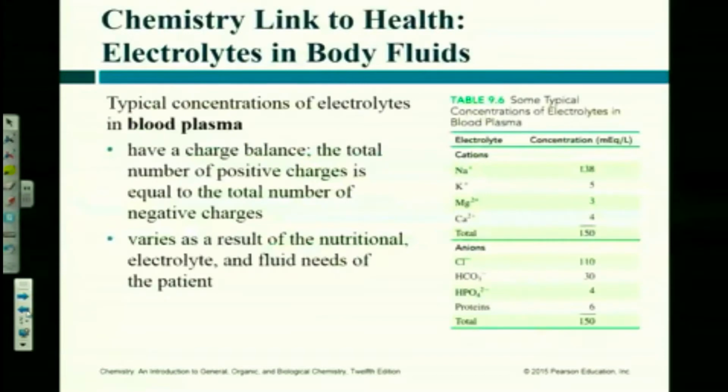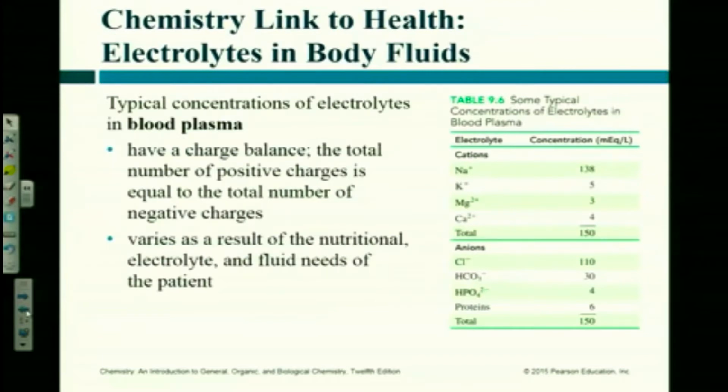So, your blood plasma contains some positive ions and some negative ions. What are these ions important for in your body? What does your body use ions for? How about sending nerve impulses? How about muscle contractions? What happens if you're low on potassium? Anybody know what happens if you're low on potassium? Muscle cramps. Eat a banana. Or if too high in potassium, you can have kidney problems.